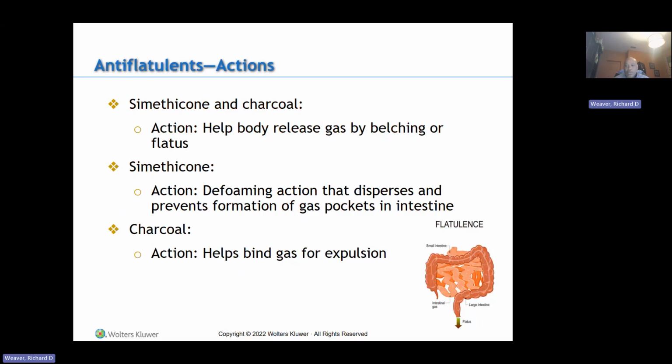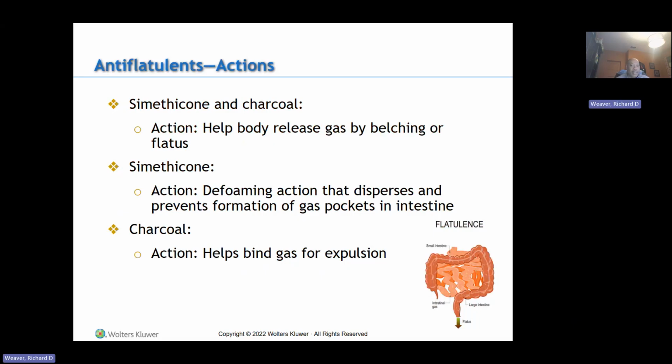And so these are drugs that reduce flatus or gas in the intestinal tract. Now, these drugs do not absorb or remove gas, but rather they act to help the body to release the gas by belching or by passing gas or flatus. Now, simethicone has a defoaming action that disperses and also prevents the formation of gas pockets within the intestine. And charcoal helps bind gas.